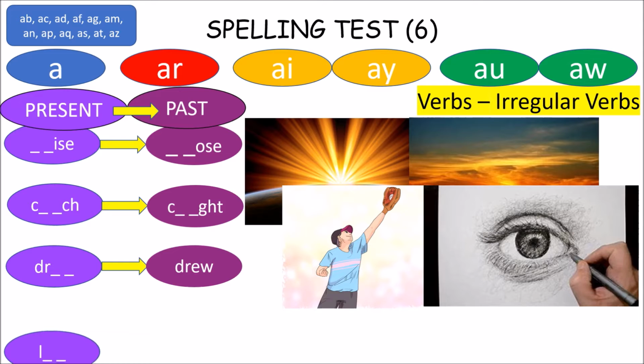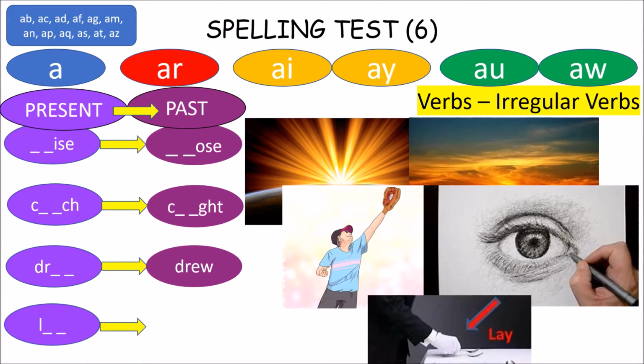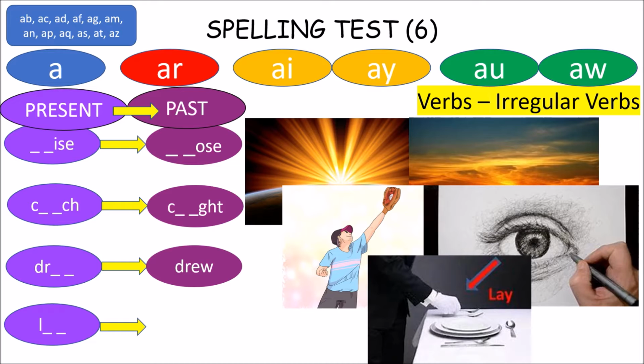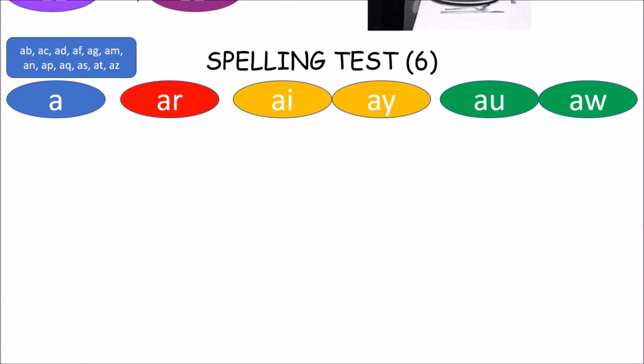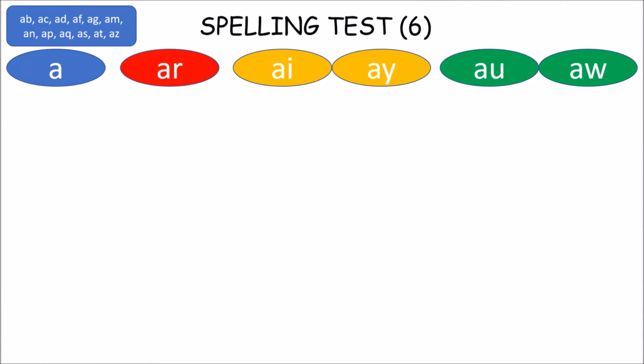The last one in this slide is lay, A as in lay. The waiter in this picture has set the table by laying the tablecloth and placing the cutlery in the right position. The past tense of lay is laid, and it is a good example to test the difference between AI and AY. A as in laid.